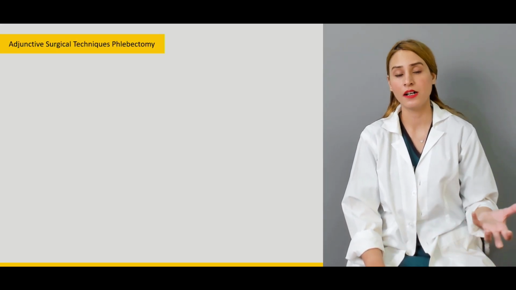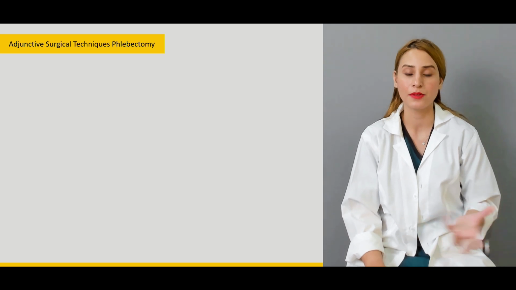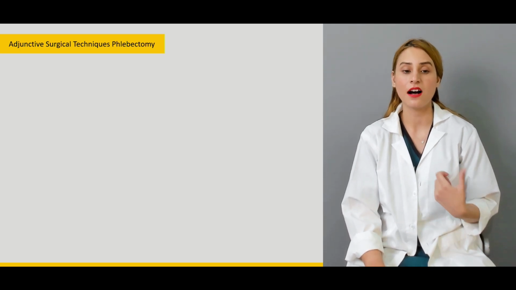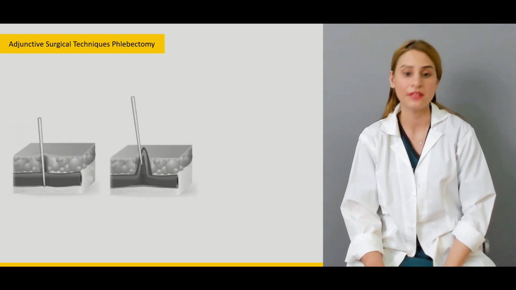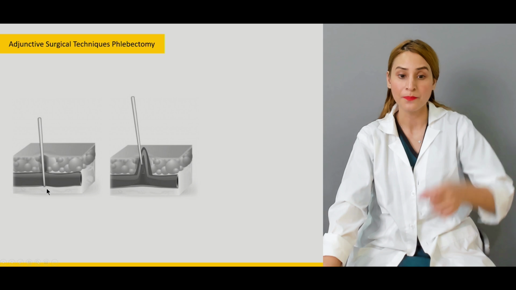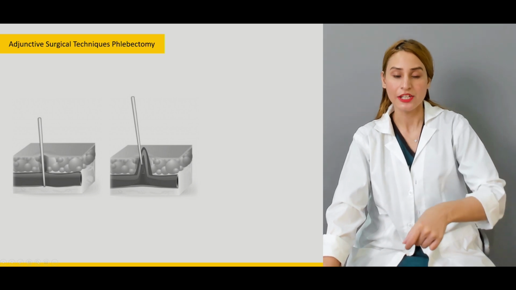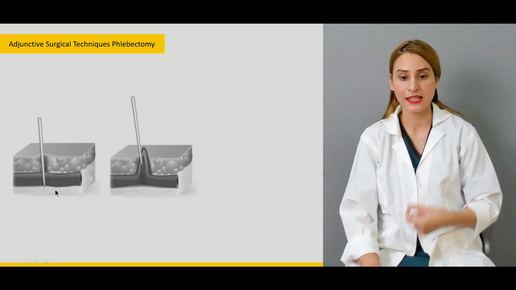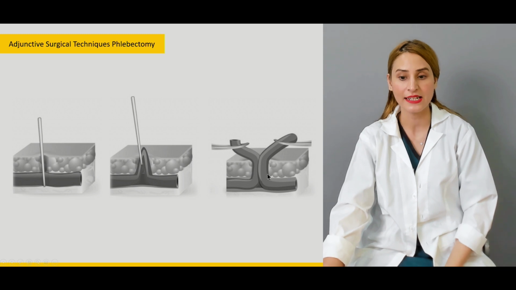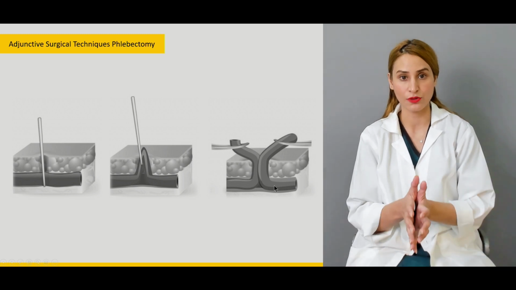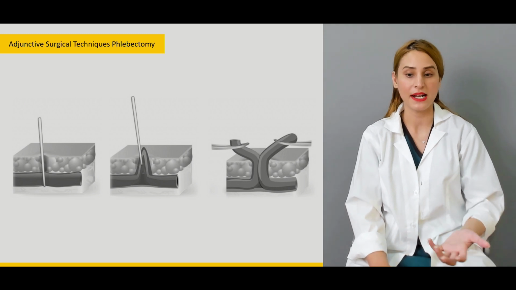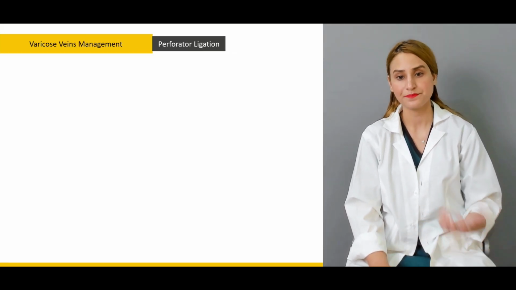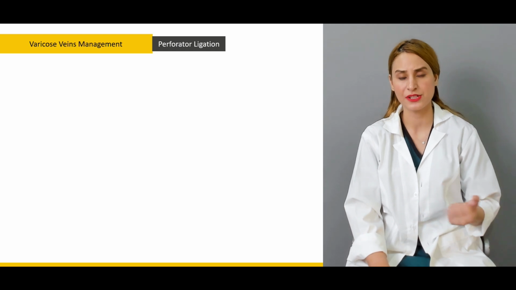Another surgical technique which is available for the varicosities is the adjunctive surgical technique, phlebectomy, in which you identify the vein, you pull the vein outside, and then you cut it down, you ligate it, and then you recreate that anastomotic channel. This is called adjunctive surgical phlebectomy. So this is one of the procedures which can be used.